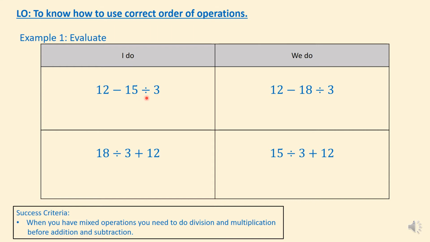So I need to start from this bit, which is 15 divided by 3. What is 15 divided by 3? 5. So if I rewrite the question, I have 12 take away 5, which is equal to 7. So again, make sure you can't just start from the left and go to the right. If you have subtraction and division or multiplication, division and multiplication come before addition and subtraction. So you need to do division and multiplication first, then addition and subtraction. Now, copy this example down in your book, pause the video for 2 minutes, and have a go, please.